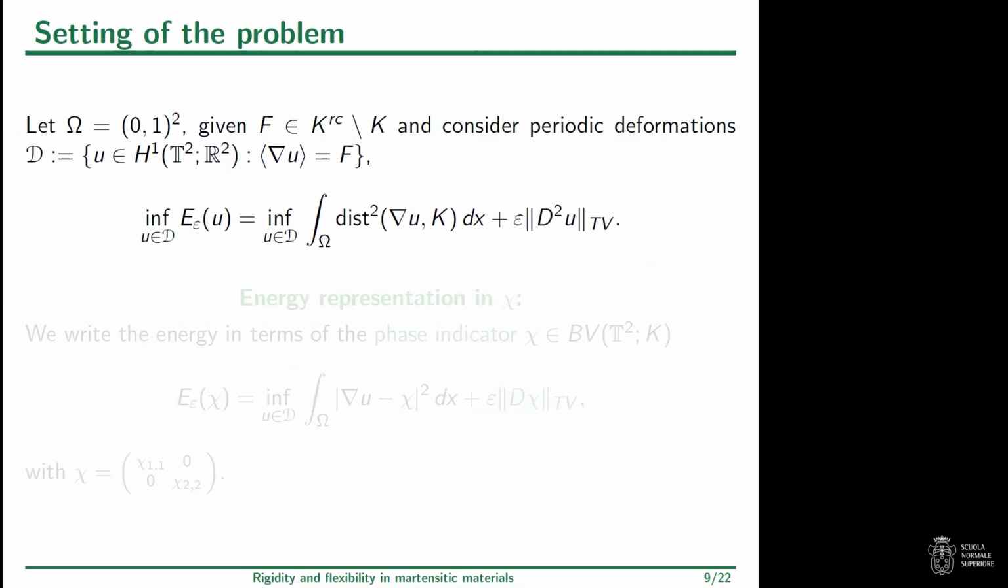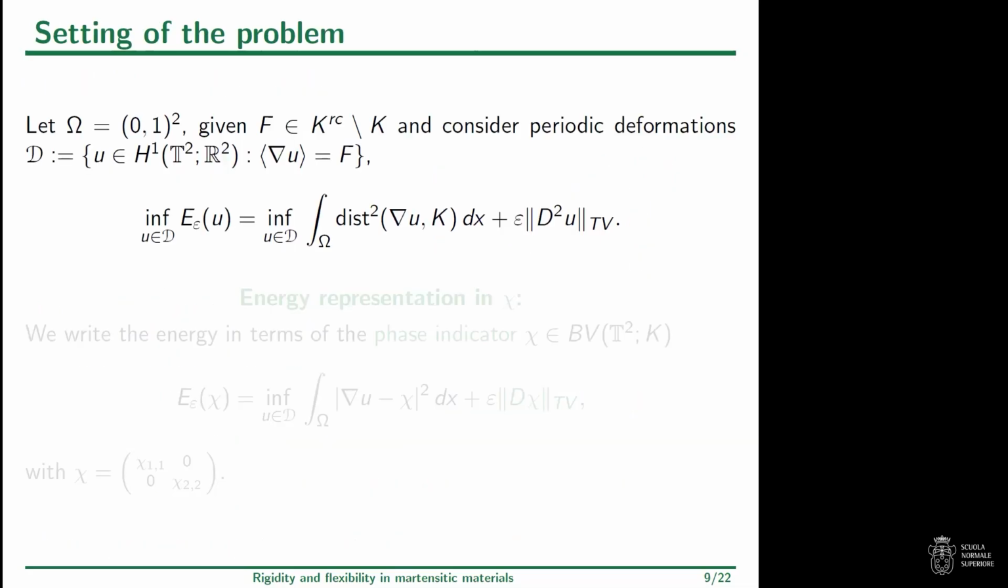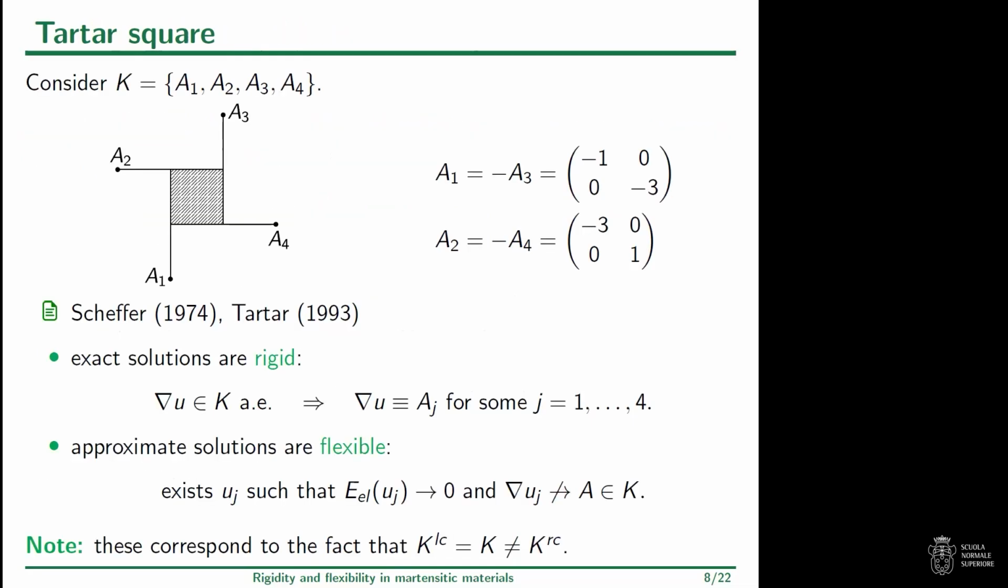Okay, so this is the set. So let's now be a bit more precise. Let's set our problem. For simplicity, we are in the unit square. We consider periodic deformations, and we put an average constraint on the gradient. And this F is a non-trivial element of the rank 1 convex hull. This will never enter in the game anymore later. So we can really think that F is 0. Okay, so it's 0, it belongs to the rank 1 convex hull.